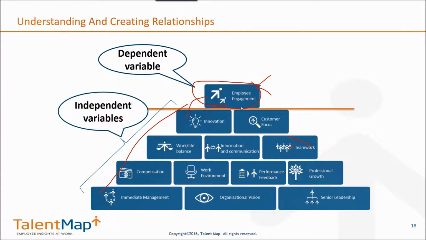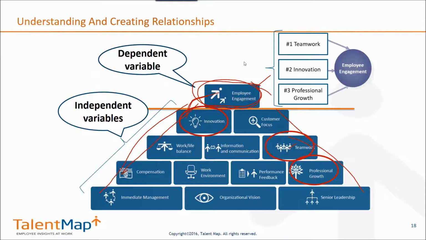And whenever you design a survey, you should always have one dependent variable for your model, and a number of different independent variables, the things that you think have an influence. That way, whenever you do your analysis, you can actually analyze how each independent variable influences your dependent variable. When we do that at Telemap, we're able to identify things like, and this is just an example, the number one variable that influences engagement in this example is teamwork, innovation, and professional growth, 1, 2, and 3. Those are the factors that have the biggest influence.